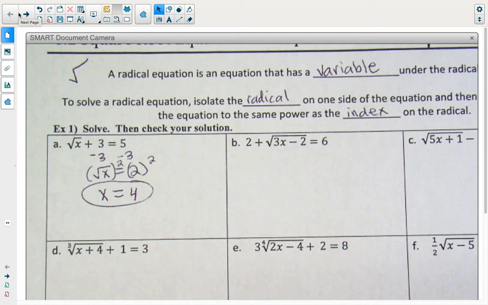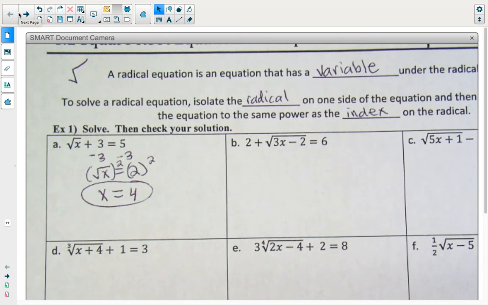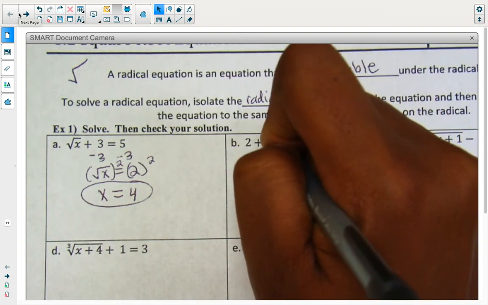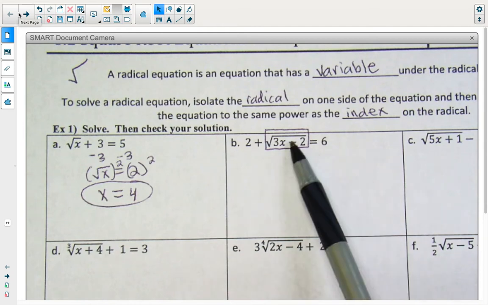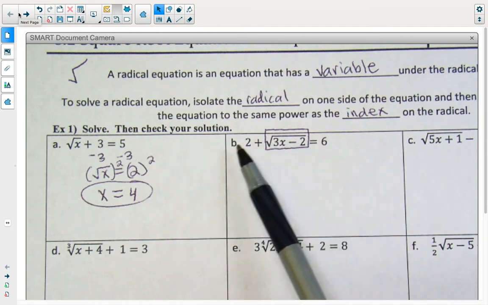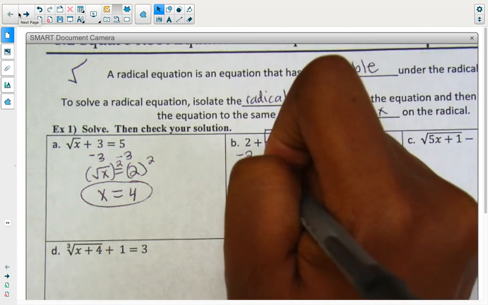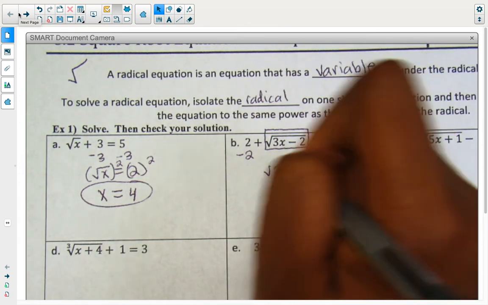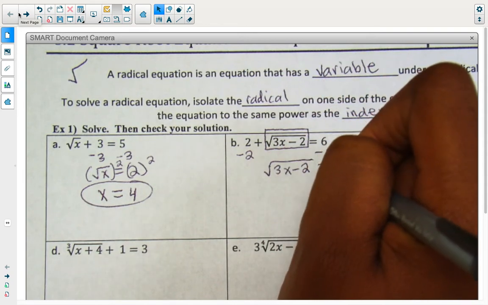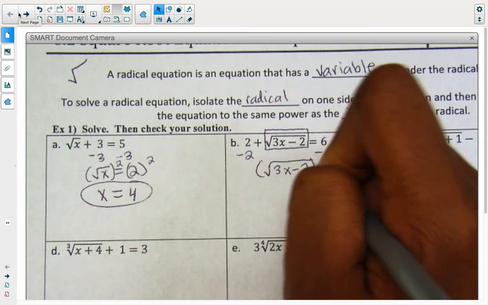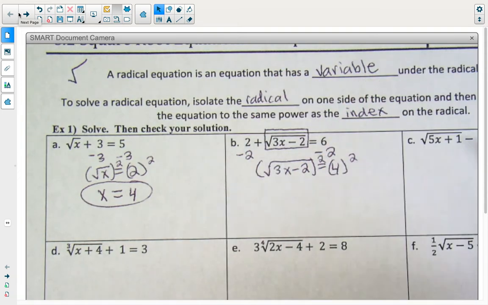So you do want to get in the habit of checking your work to make sure your numerical answer works inside of your problem. For B, you need to isolate the radical on one side first before you get rid of it. So let me box my radical. We need to get that all by itself first before I try to undo it. So we need to subtract 2 from both sides. That's going to give us the square root of 3x minus 2 is equal to 4. Now the opposite of square rooting is to square both sides. So I'm going to put parentheses around both and square both sides.